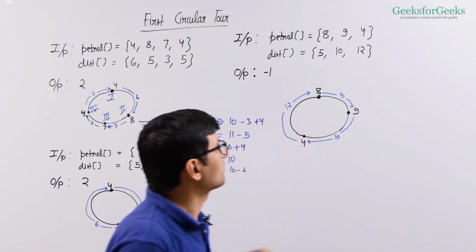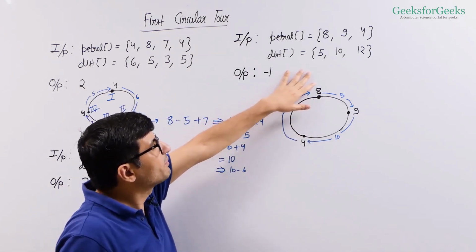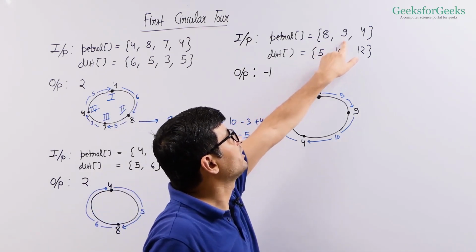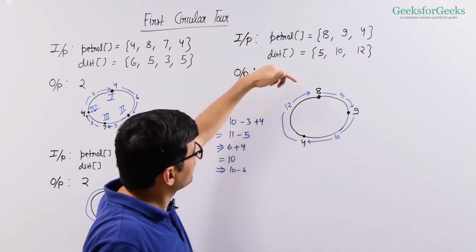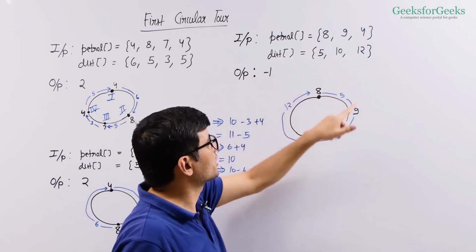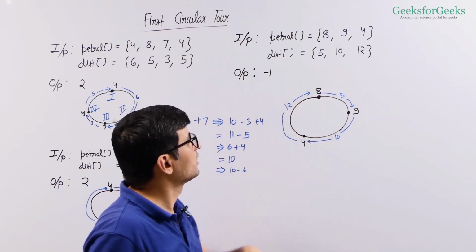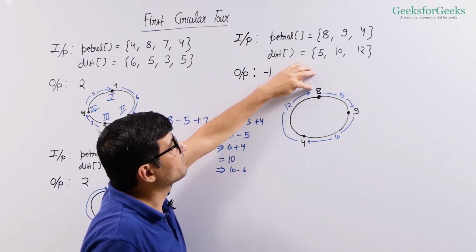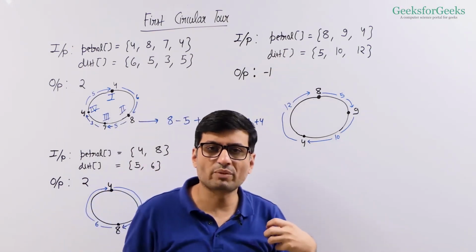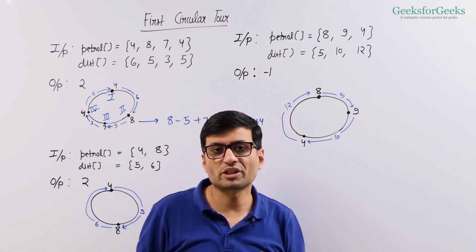Let's now see this example. Here we have 3 petrol pumps. The petrol pumps have 8 units, 9 units, and 4 units of petrol: 8, 9, 4. Distance of first to second is 5, second to third is 10, third to first is 12. Now if I try all the petrol pumps in this example, I can notice that I'll not be able to travel back to that petrol pump without running out of petrol.